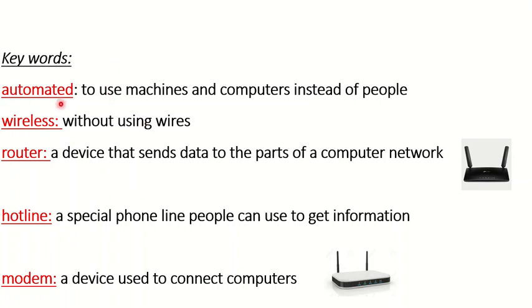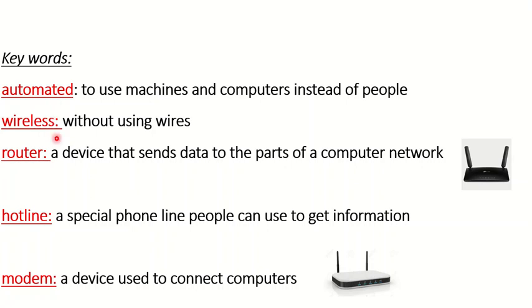The first word is automated. It means to use machines and computers instead of people. I mean, when you call the bank sometimes, the machine answers you, not a person. The first time you listen to a machine talking, not a person talking to you. So this is called automated.